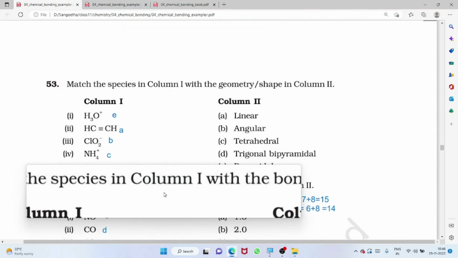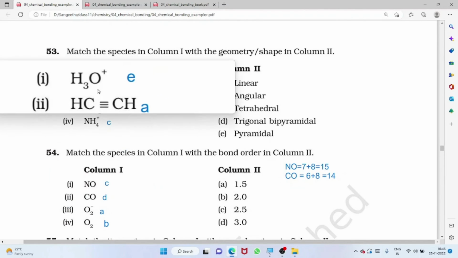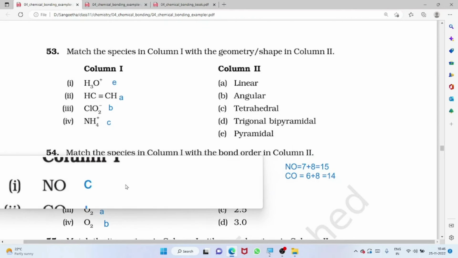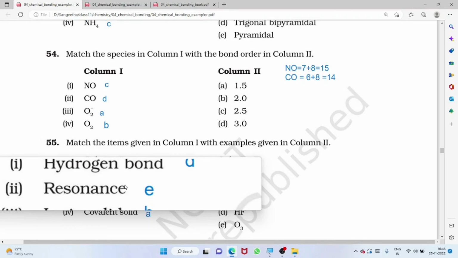Match the species in column 1 with the geometry shape in column 2. See, these are the answers. So you can read this and go through the book for this. Okay, match column 1 with column 2.